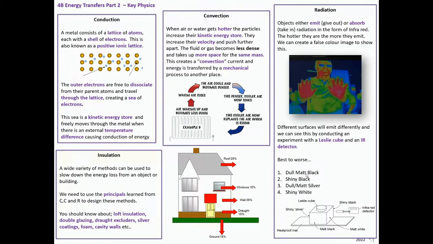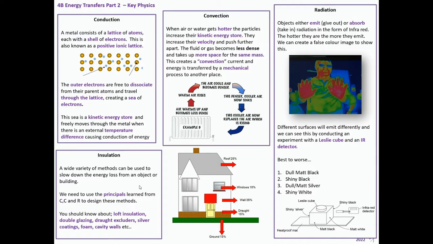So we've got dull matte black, shiny black, dull matte silver, or shiny white. So the best one is always dull matte black. So that will be absorbing or emitting. So in your living room, you could paint your radiator matte black and it would do well. Car radiators and CPU fans on computers are often attached to stuff that's painted black because it does help.